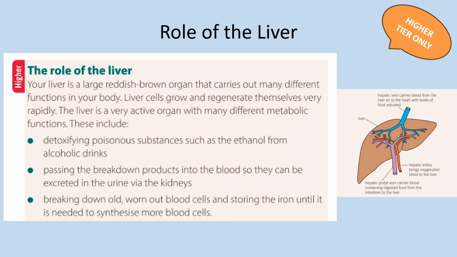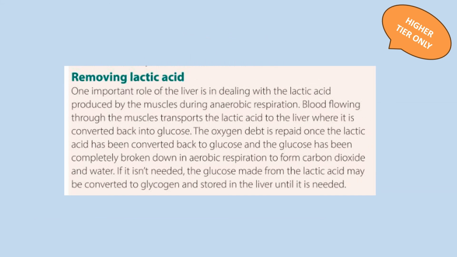So the liver does several things like detoxifying poisonous substances, passing the breakdown products into the blood so they can be excreted into urine, that's urea, or breaking down old worn out blood cells, and removing lactic acid. So basically the lactic acid to the liver is converted back into glucose. So the oxygen debt is repaid once it's converted back to glucose, and then it's been completely broken down in aerobic respiration. And it can also be converted to glycogen and stored in the liver until it's needed.